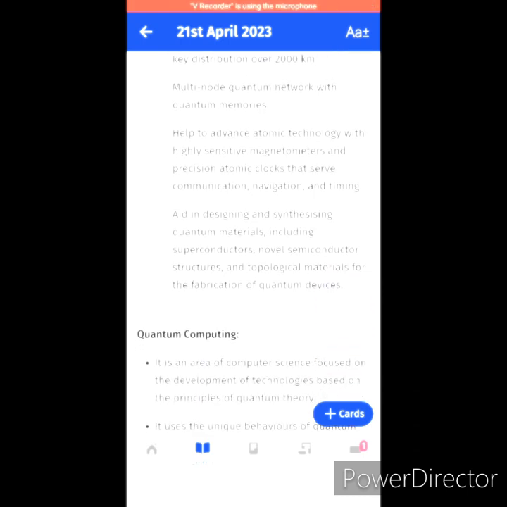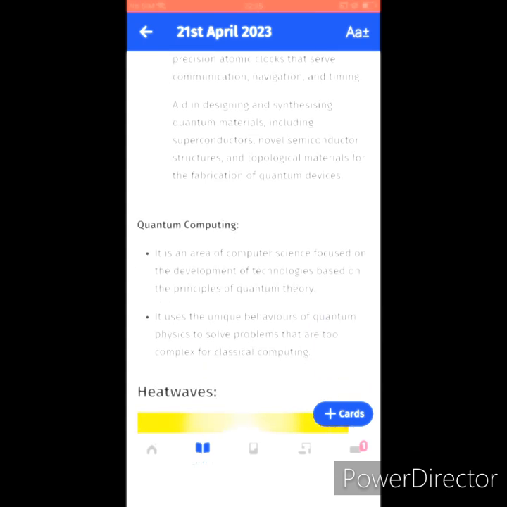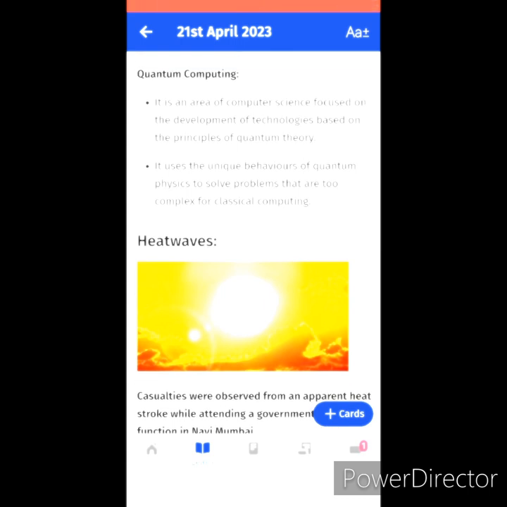Multi-node quantum network with quantum memories. Help to advance atomic technology with highly sensitive magnetometers and precision atomic clocks that serve communication, navigation, and timing. Aid in designing and synthesizing quantum materials, including superconductors, novel semiconductor structures, and topological materials for the fabrication of quantum devices.